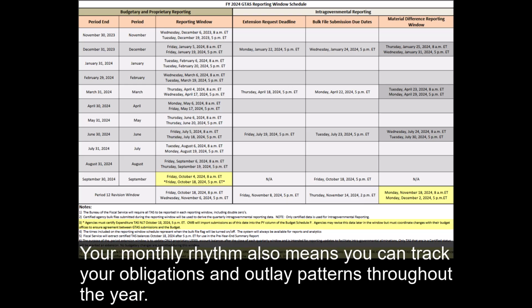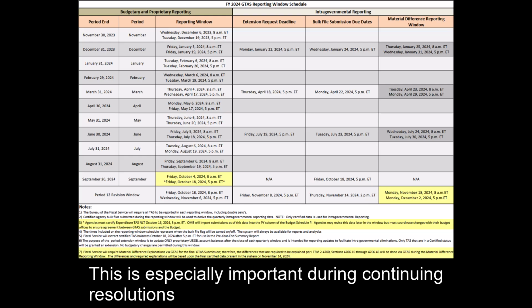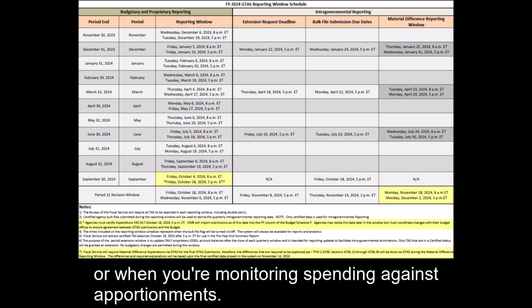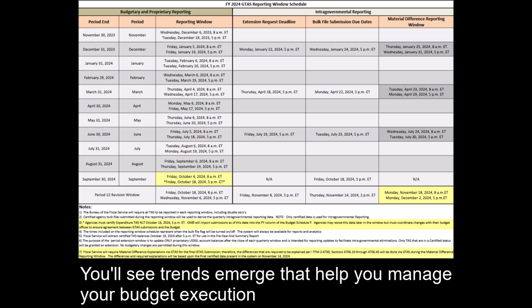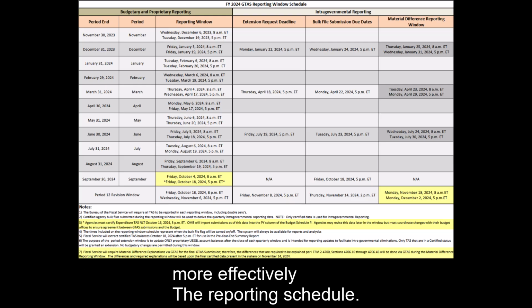Your monthly rhythm also means you can track your obligations and outlay patterns throughout the year. This is especially important during continuing resolutions or when you're monitoring spending against apportionments. You'll see trends emerge that help you manage your budget execution more effectively.